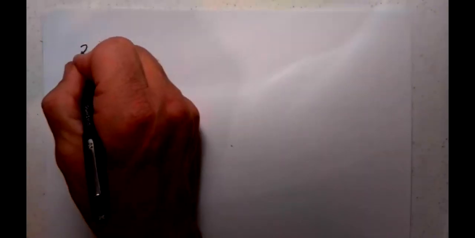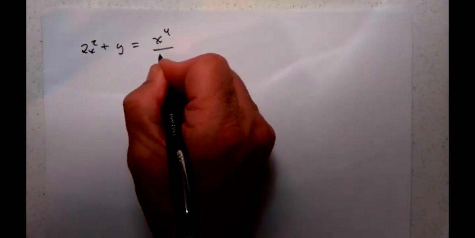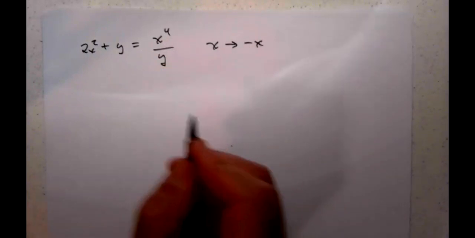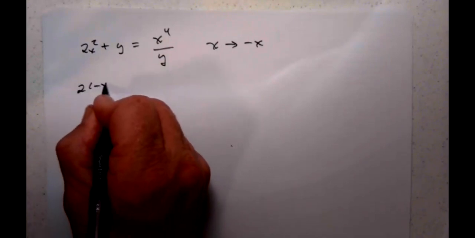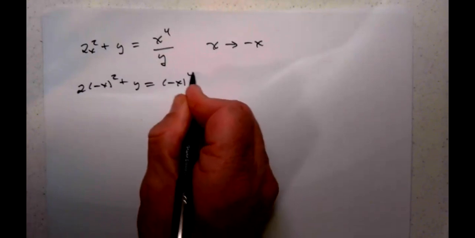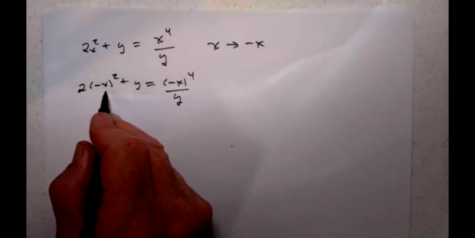We are going to have 2x squared plus y equals x to the 4th over y. Again, I'm going to replace x with negative x first and see what happens. 2 times negative x squared plus y equals negative x to the 4th over y. But negative x times negative x, and negative times a negative is positive.